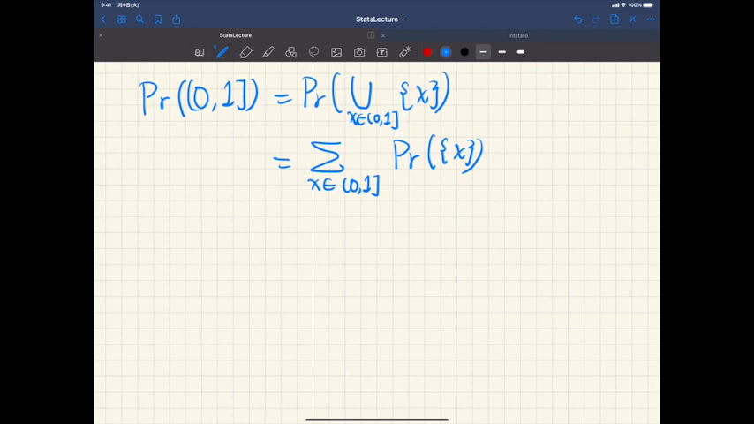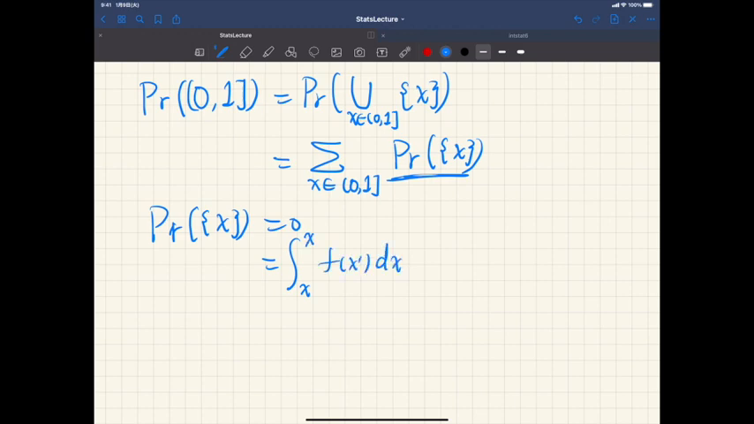But the probability of a single point in a continuous distribution is zero. Why? Because if we use the density function, this is the integral from x to x of the density function. Let's write x prime here. So that's always zero, right? So each term in this summation is zero. So if you add all the zeros, then the result is zero.